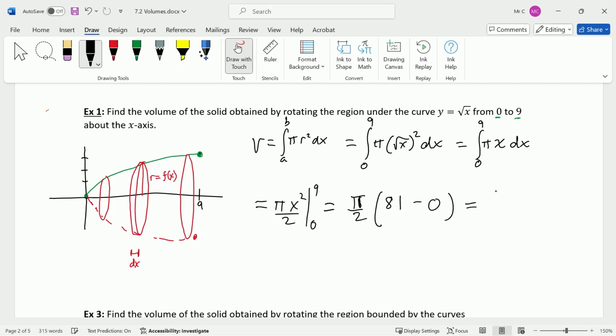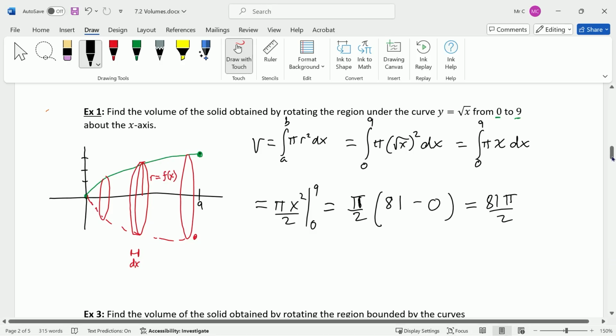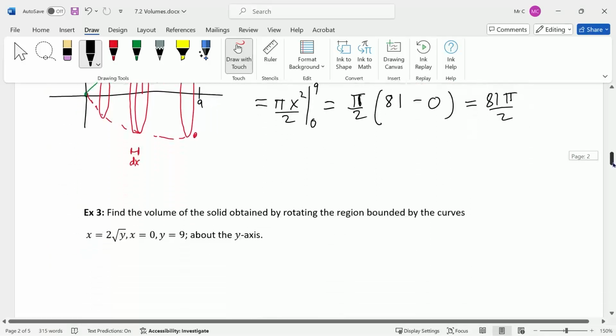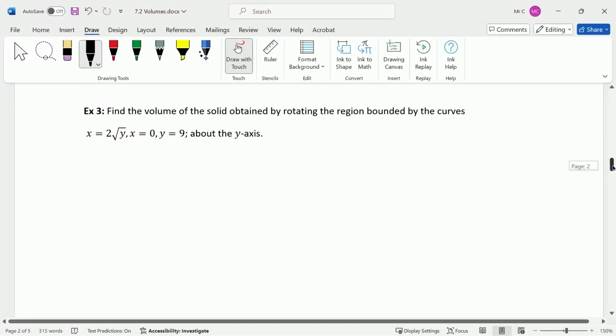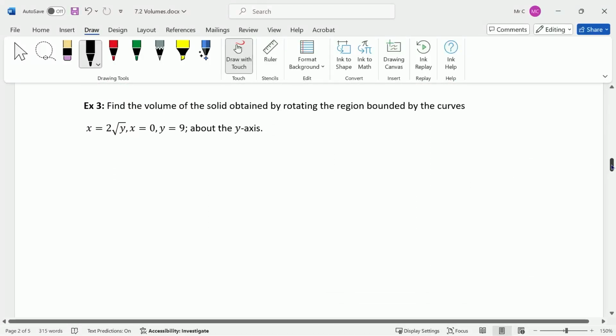And so altogether we get 81 pi over 2. And that's it. That's really the whole idea, at least when it comes to solids that are rotated around a line. Now, we're going to do a few more of these for this disk method, because that's going to be really the most common thing you see in this section, but we will deal with a non-disk case towards the end.